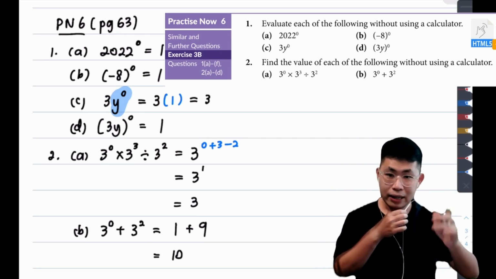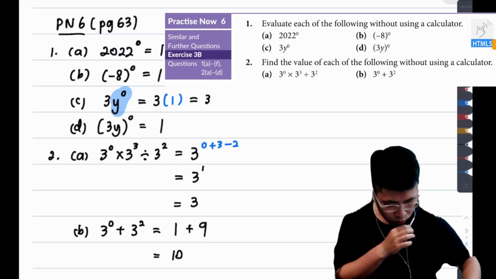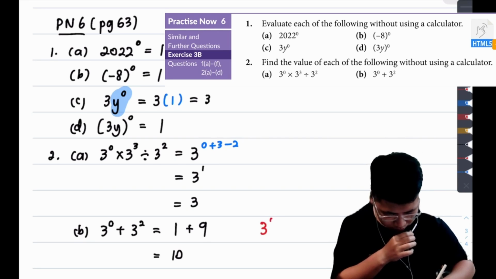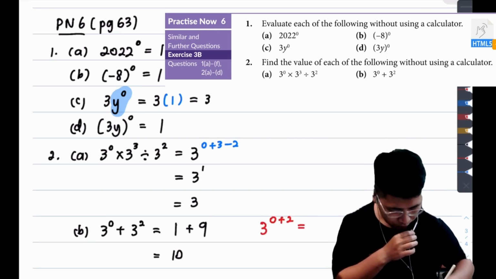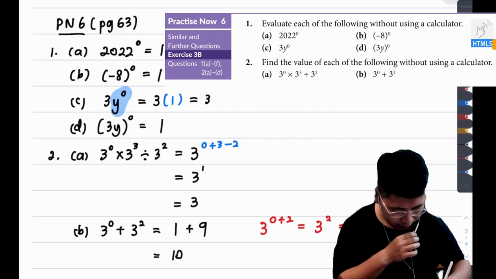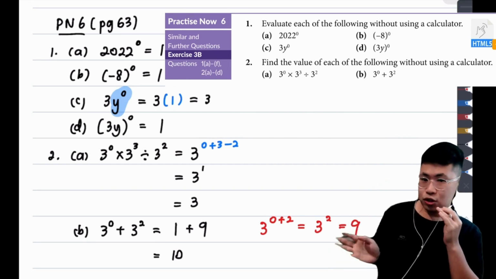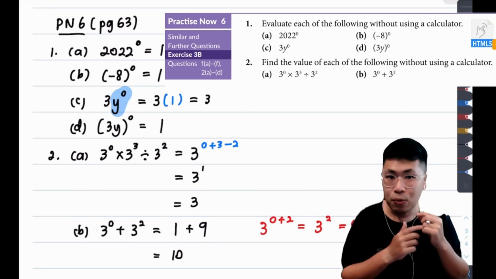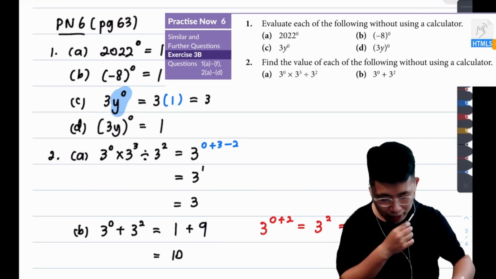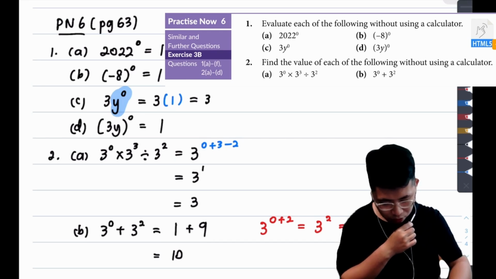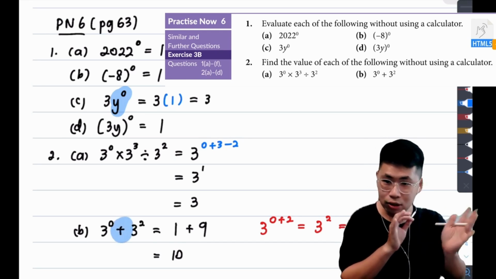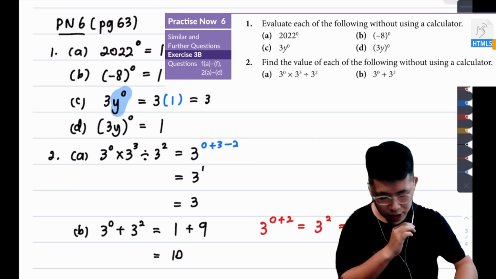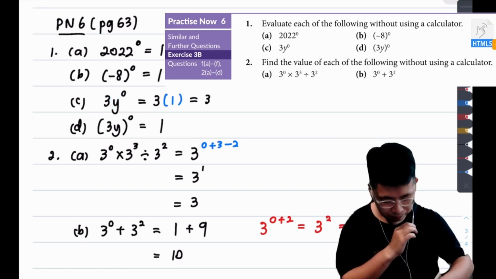Now let's take a look at what if we were to make careless mistakes and we have 3 to the power of 0 plus 2, which will give us 3 squared, and this is actually 9, right? Which is not the same as 10, like what we calculated earlier. So please beware of careless mistakes: if it's a plus over here, we cannot add our two powers together.